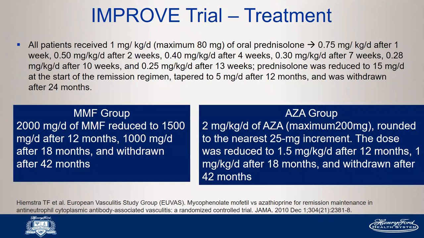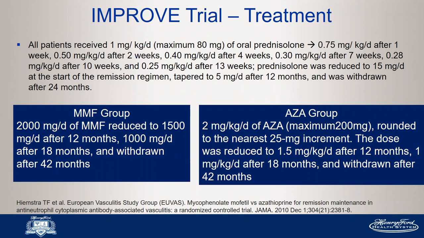So I just put the regimen there, but essentially that's a long steroid taper regimen in both groups. This is only for people who might be interested in what the regimen looked like, but this was 24 months of steroid that the patients were on, tapering doses in both groups. In addition to the steroids, the mycophenolate group received 2000 milligrams per day of MMF, reduced to 1500 after 12 months, 1000 at 18 months, and then withdrawn after 42 months.